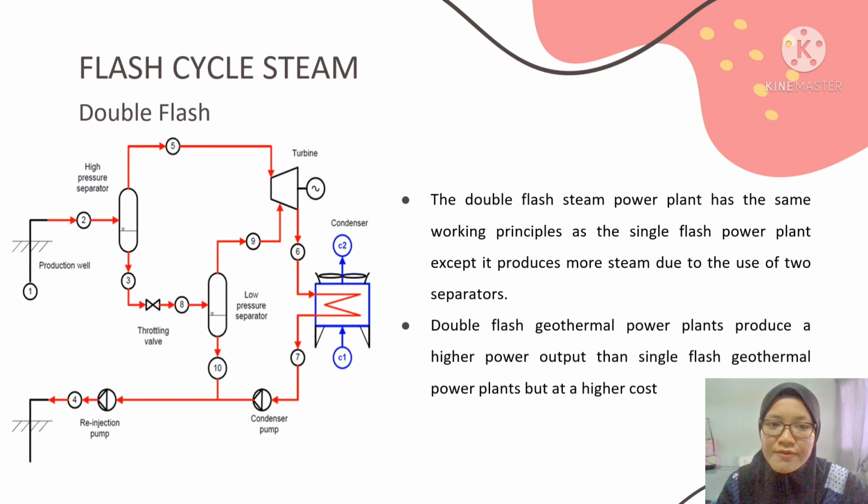For double flash, the steam power plant has the same working principle as the single flash power plant, except it produces more steam due to the use of two separators. Double flash geothermal power plants produce a higher power output than single flash geothermal power plants, but at a higher cost.